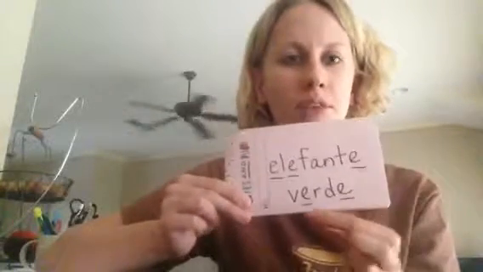Alright, so E is always pronounced E, as in the word elefante. Alright, notice we don't have any silent E's in Spanish. You always pronounce the E on the end. Our color green is verde. Okay, so we don't have any E sounds like verde. No, it's verde. So elefante, verde.